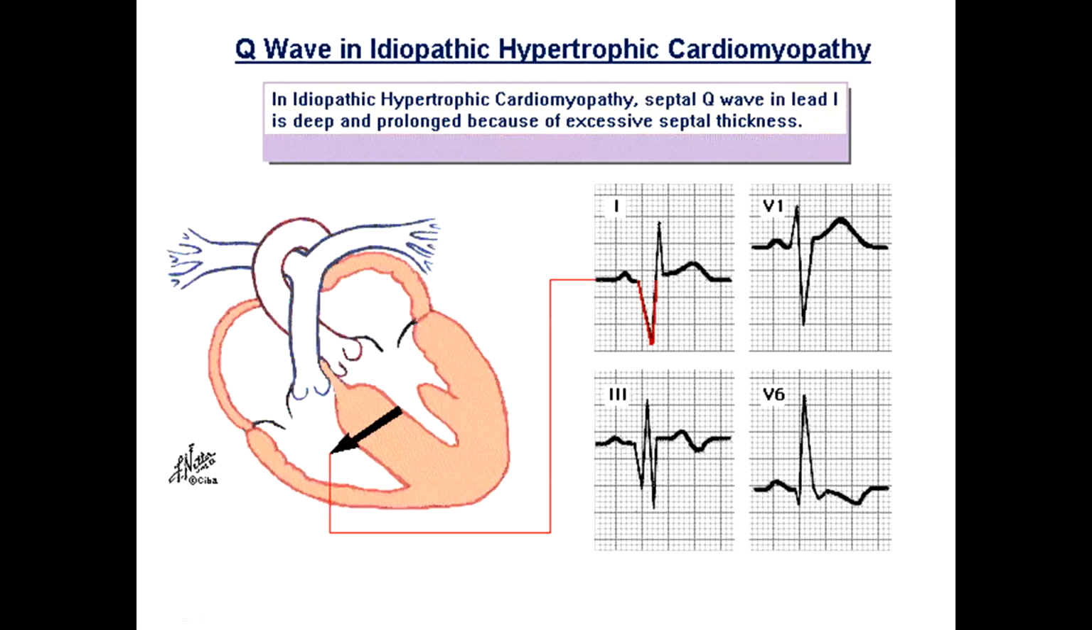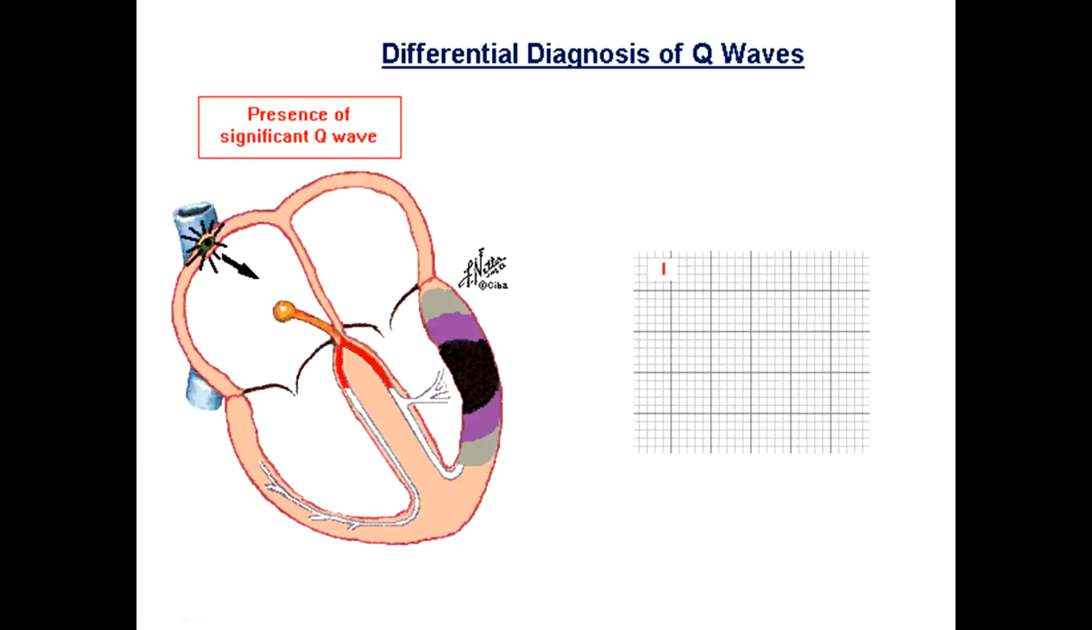Okay, so that is septal hypertrophy. Remember, if you have a deep, wide Q wave, it's almost always due to either septal hypertrophy or myocardial infarction. Here's the infarction picture, lead one.